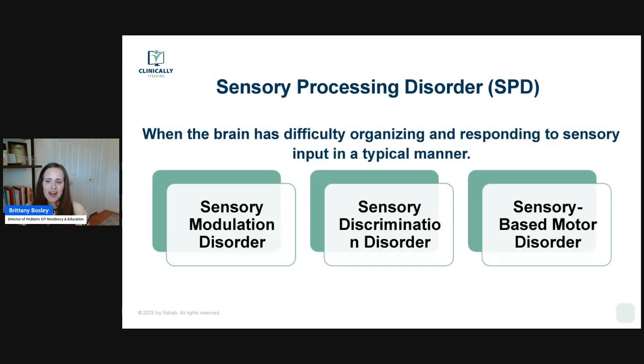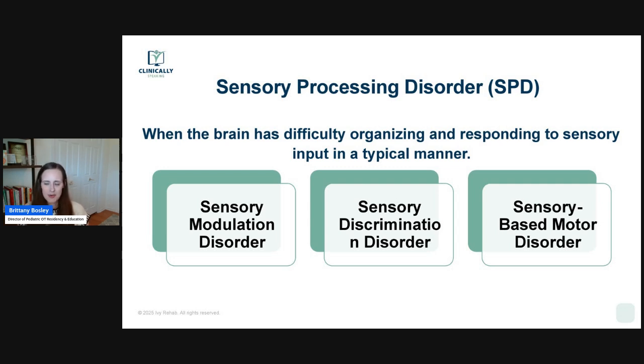So we've talked about why sensory integration matters and how it affects the overall development in the pediatric population. So let's dive into when the brain has trouble perceiving, receiving, organizing, and responding to sensory information in a typical way. And this is defined as sensory processing disorder. Children and adults with sensory processing disorder may experience oversensitivity or undersensitivity to sensory stimuli, which can lead to challenges in everyday tasks and functions.